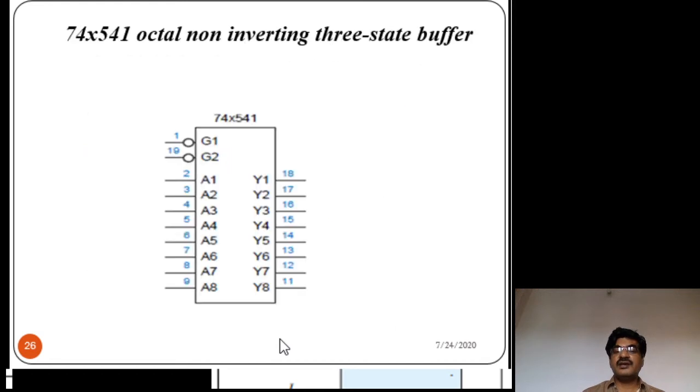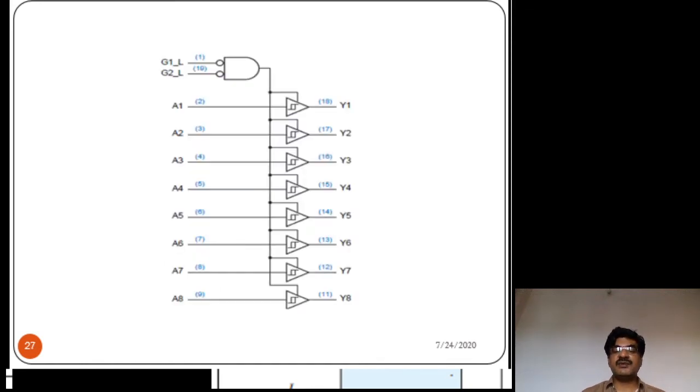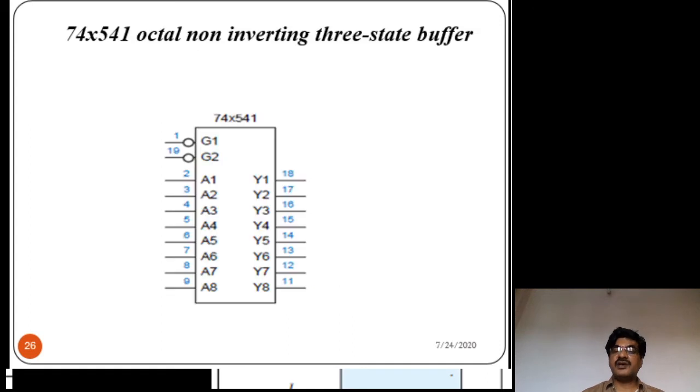And now here is one MSI IC, that is 74541. What is it? Octal non-inverting tri-state buffer. Already we have seen the tri-state buffer symbols: inverting, non-inverting, with active high enable and active low enable. Now this is a non-inverting buffer.